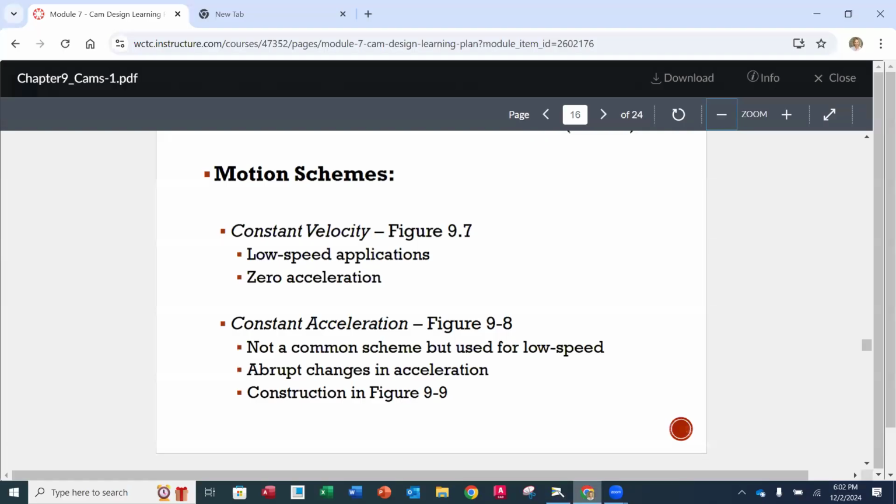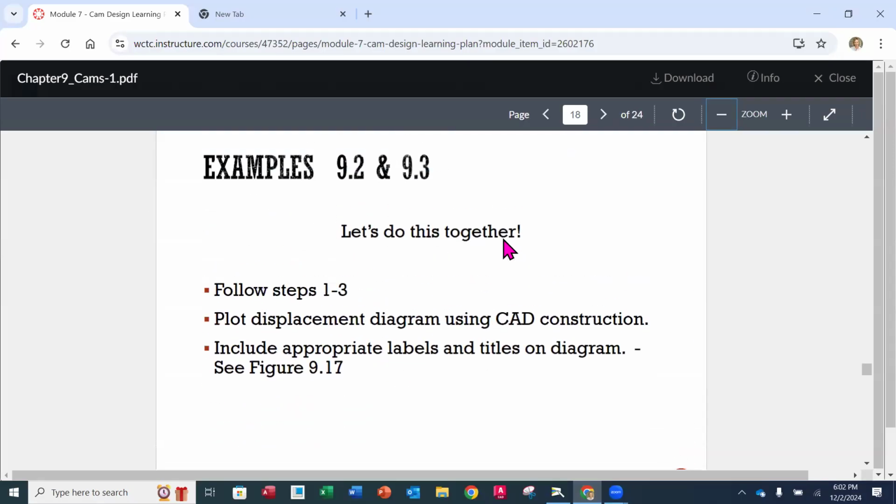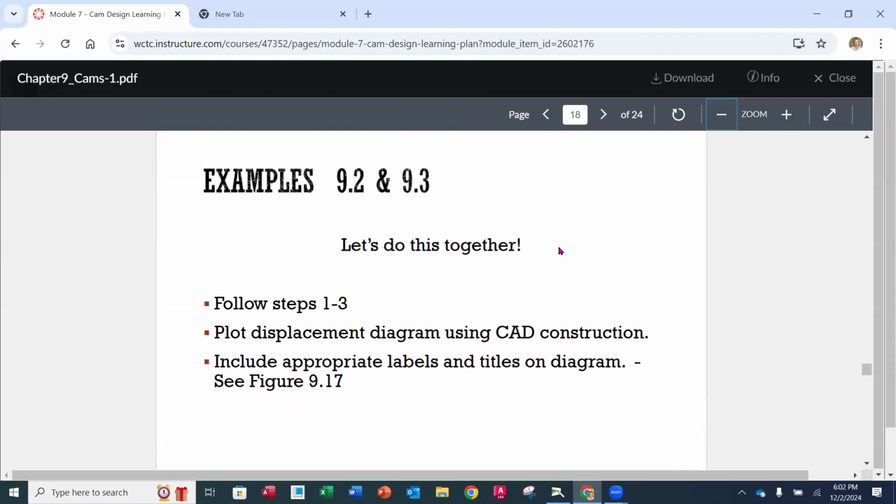Okay, so we're going to look at an example. I think that's coming up. Yeah, we looked at harmonic and cycloidal. So we have 2 examples that kind of go hand in hand. Okay. Examples 9.2 and 9.3.